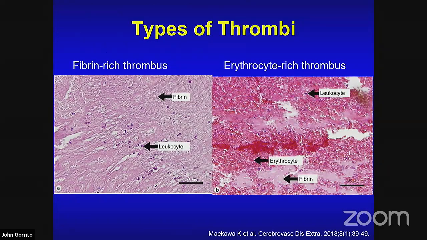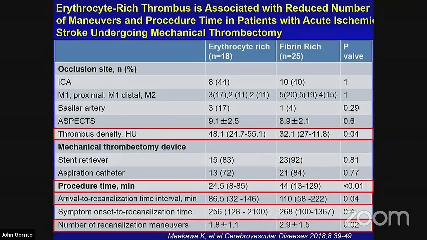This is just to show the types, platelet-rich and red cell-rich thrombus aspirate. This is another study. They looked at erythrocyte-rich and fibrin-rich thrombi, and at thrombus density in Hounsfield units, and they showed that overall erythrocyte-rich is more dense as compared to fibrin-rich. What they showed most important was that the number of maneuvers they had to perform to get the thrombus out was much greater with the fibrin-rich thrombus as compared to red cell-rich, which is not surprising.